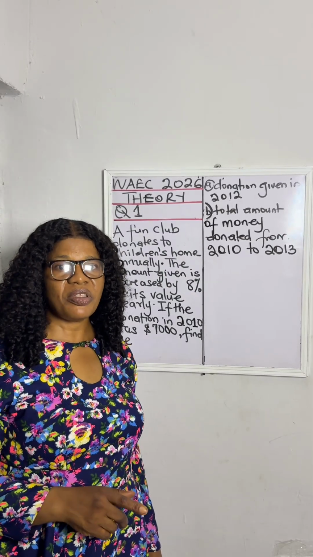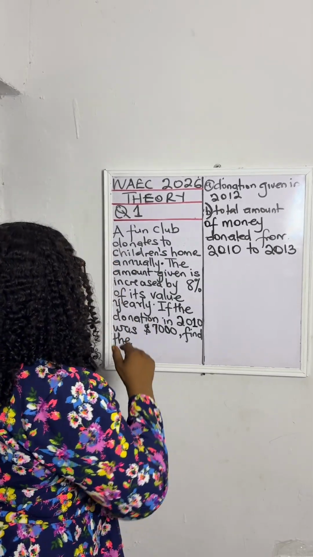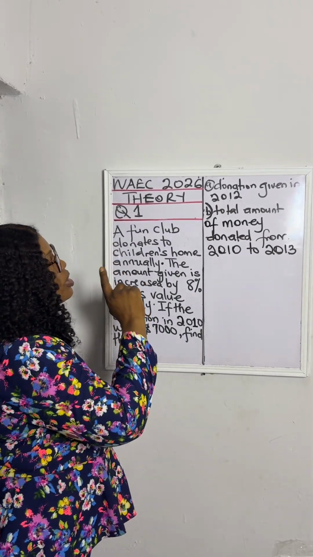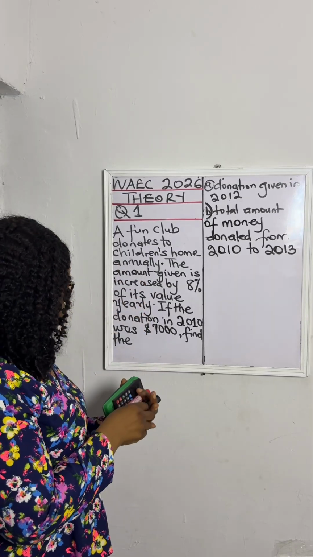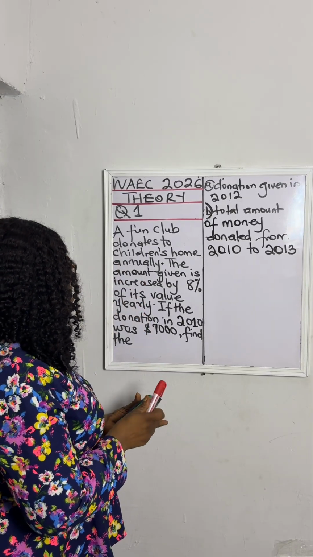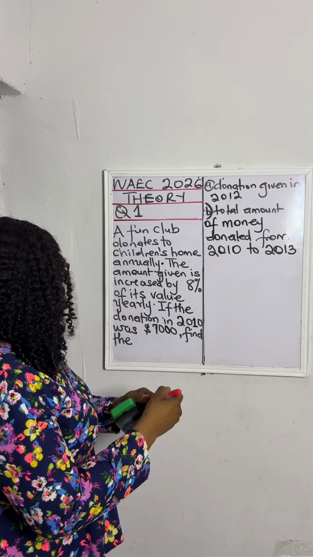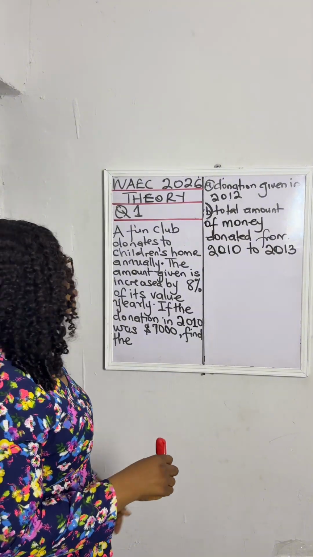Don't miss this step when solving this type of question. Look at the question. It's the WAEC 2026 theory question number 1. In this type of question, there are key things we need to look out for that will help us in the process of solving it.